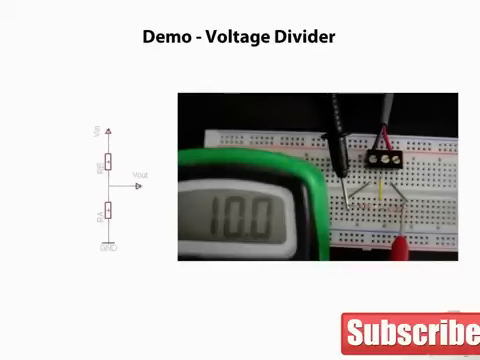Let's measure Vin. That's 10 volts. And measure Vout. And that's 5 volts, which is what we expected. So we've solved the problem with a resistor divider, getting a ratio of 10 volts to 5 volts. 10 volts Vin, 5 volts Vout.